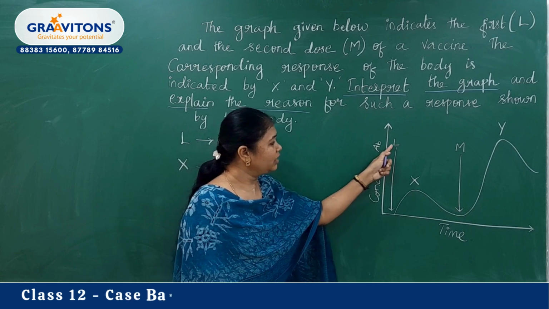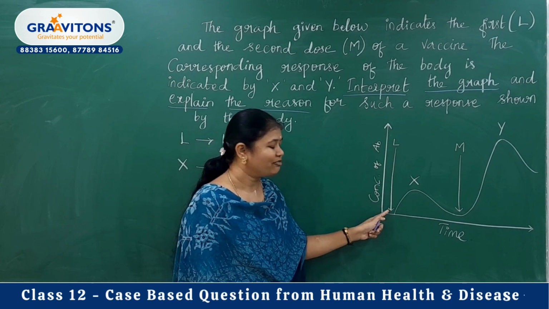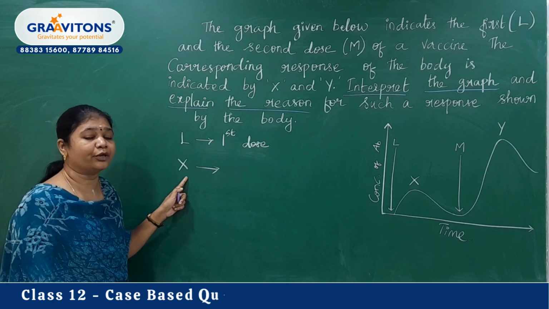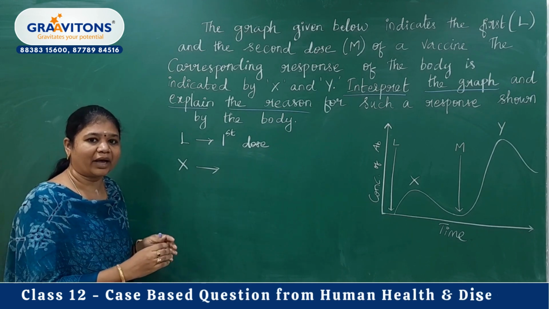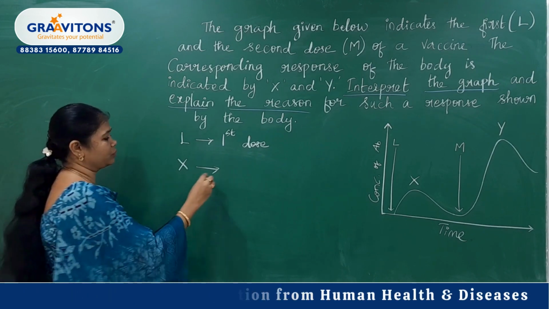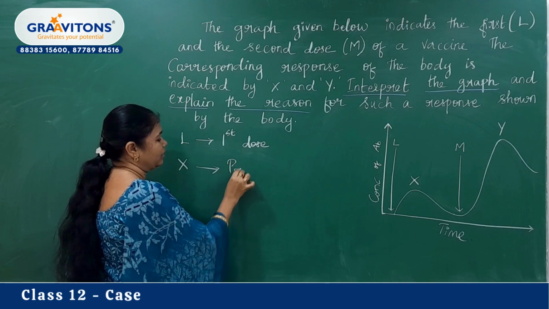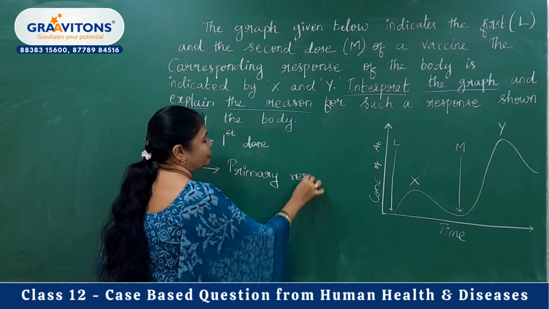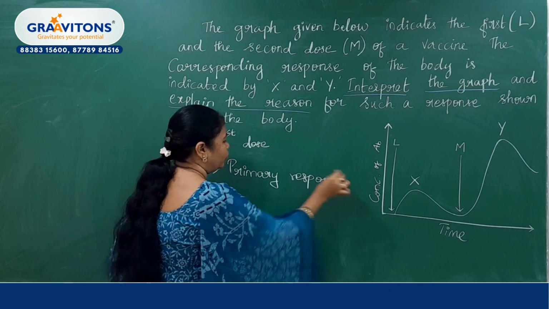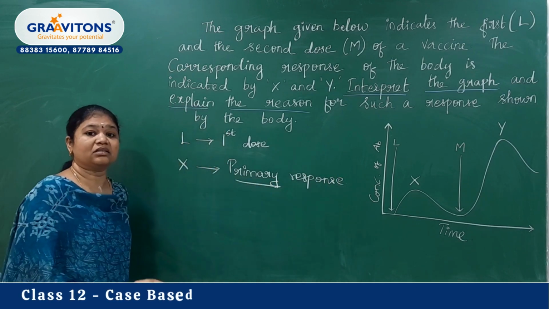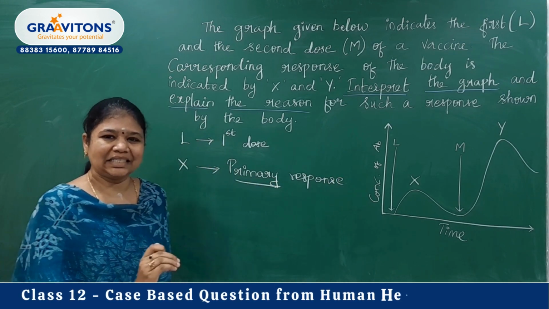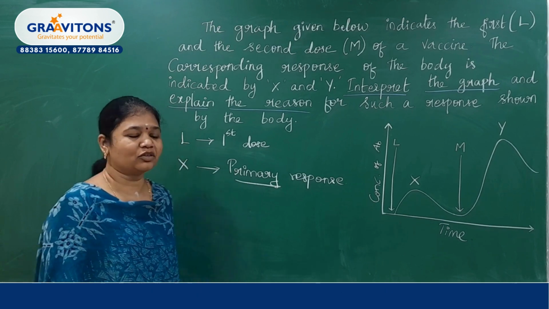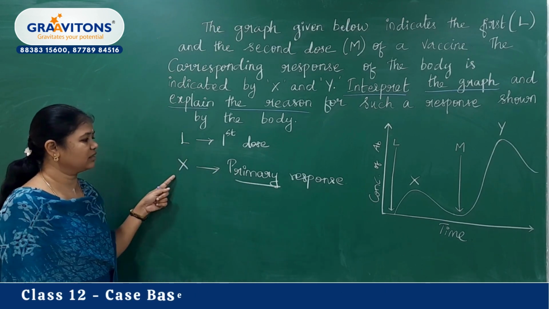So when you are introducing the first dose of the vaccine, our body will be producing a slow and primary immune response. So X is nothing but the primary response of the body. What is primary response? It is a slow and less intensified response to fight against the pathogen. So we have interpreted X here.